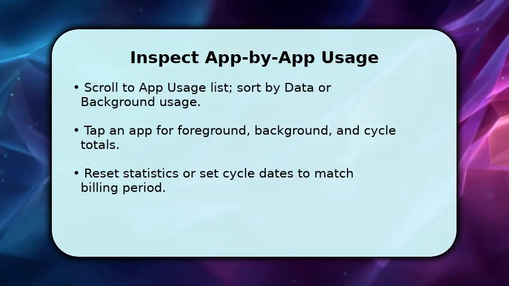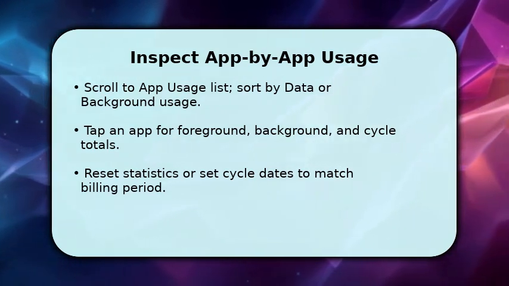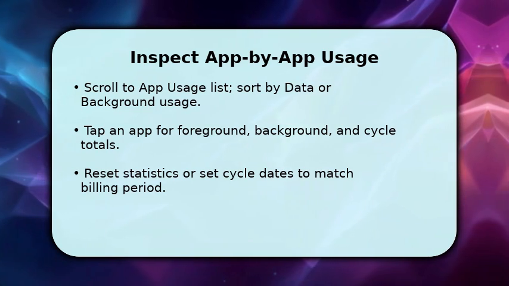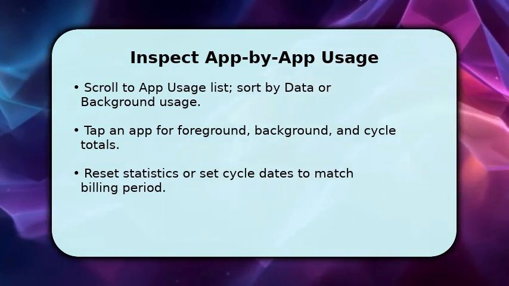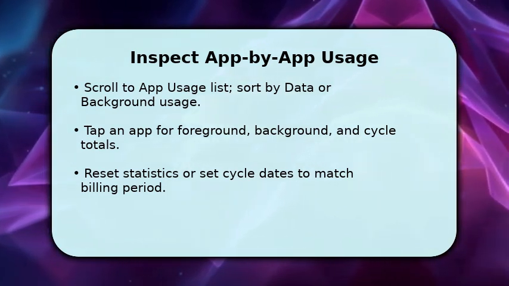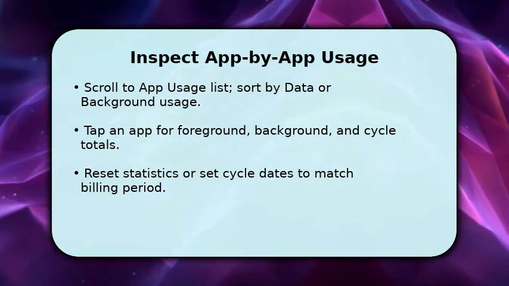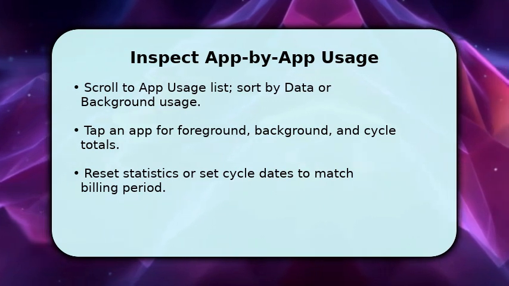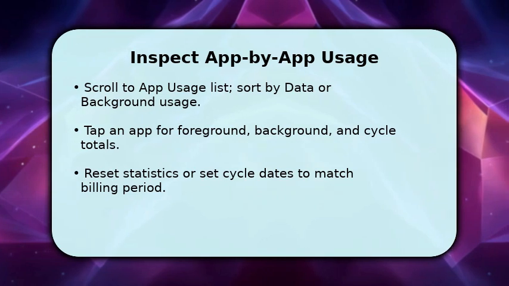You now scroll to the app-by-app list and sort by data to see the biggest consumers first. Tap an app to reveal foreground versus background usage. This explains why some apps burn data in the background. If numbers don't match your bill, reset statistics or adjust the billing cycle dates to align with your carrier. Make sure to check both cellular and Wi-Fi sections because some platforms separate them. This granularity shows what to restrict or uninstall.